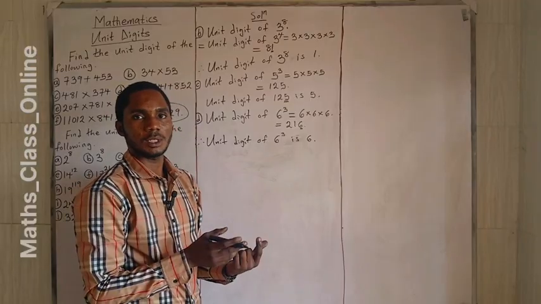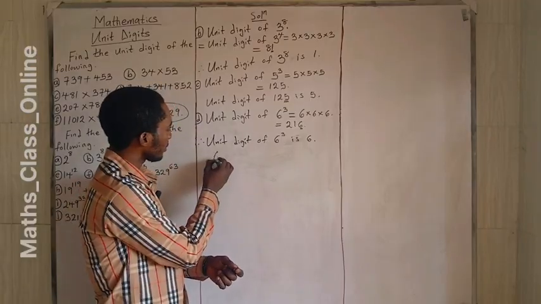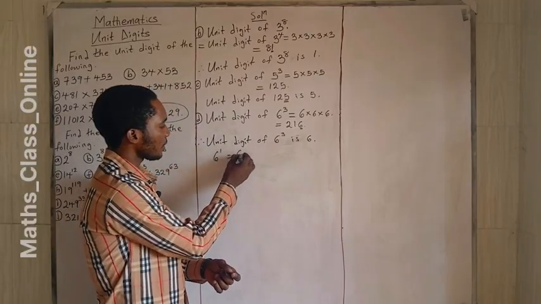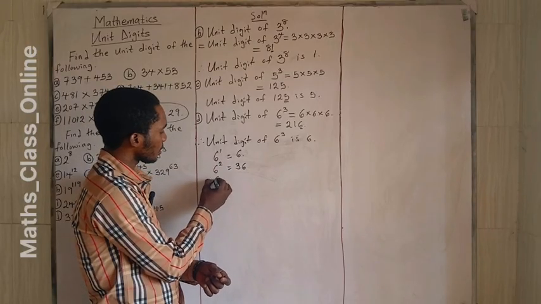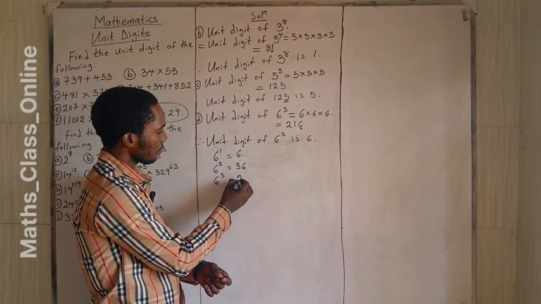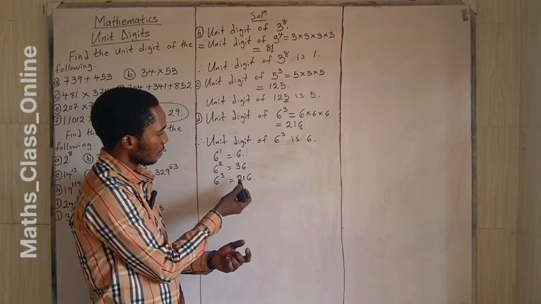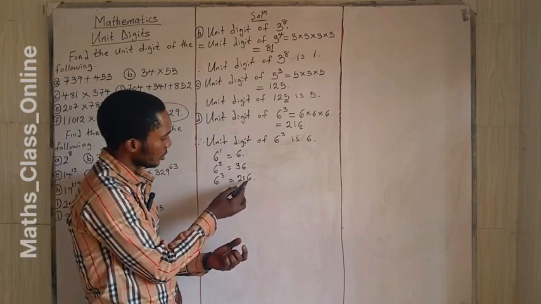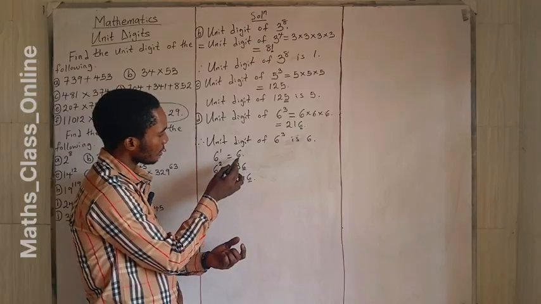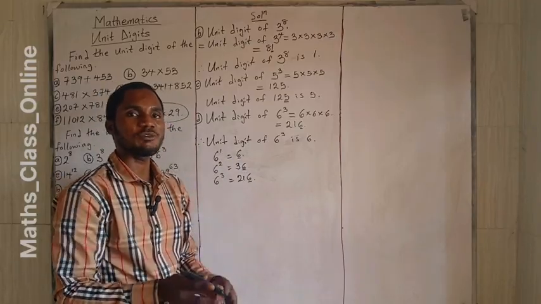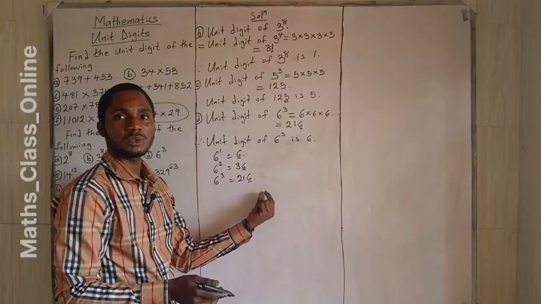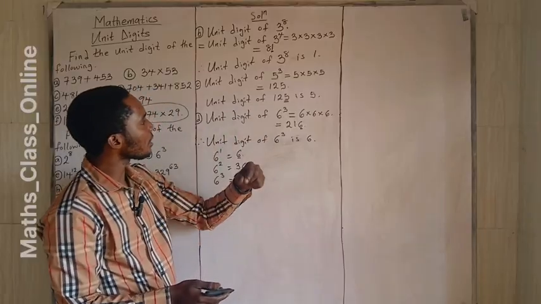Also notice one thing here. If I have 6 raised to the power of 1, I will have 6. 6 raised to the power of 2, 36. 6 raised to the power of 3, 216. What can you notice? The unit digit is 6, 6, 6. That means the unit digit of any positive power of 6 is also 6, as we have it in the case of 5.